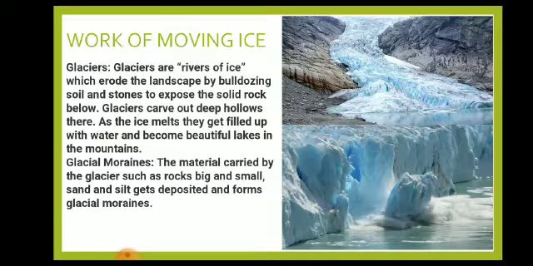What are glacial moraines? The material carried by the glacier, such as rocks, big and small, sand and silt, gets deposited and forms glacial moraines. Because of the moving ice, we get the U-shaped valley as well. When a glacier passes through a valley, the floor and sides of the valley are eroded by the rock pieces present in the glacier. Thus the floor becomes flat and the sides become steep. So this type of valley is called a U-shaped valley.